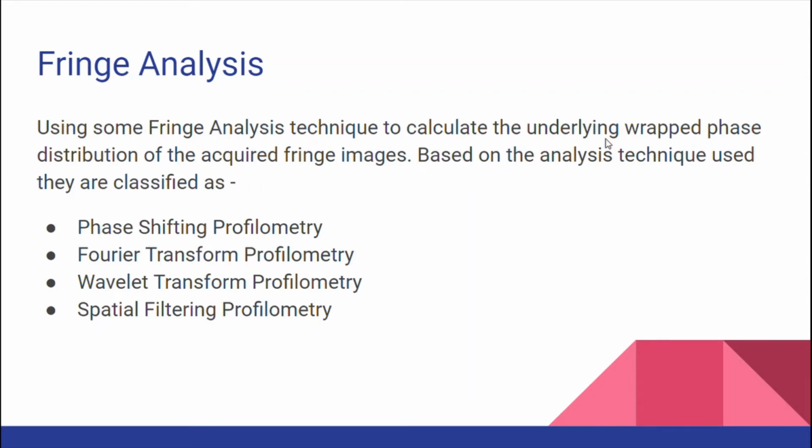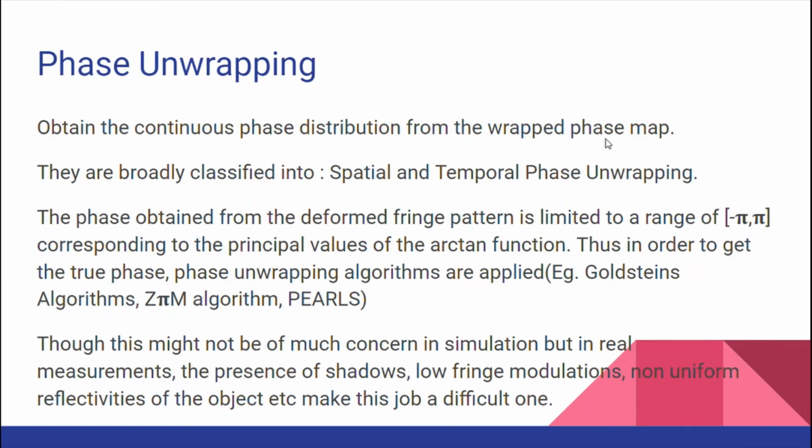Thus, by estimating and superimposing the deformation caused by the object in each color pattern, we can get the wrapped phase map of the images. Now, once we have obtained the wrapped phase map, it's time to do the phase unwrapping. To get the true phase from the wrapped phase map obtained after fringe analysis, an unknown multiple of pi is supposed to be added to the wrapped phase map.